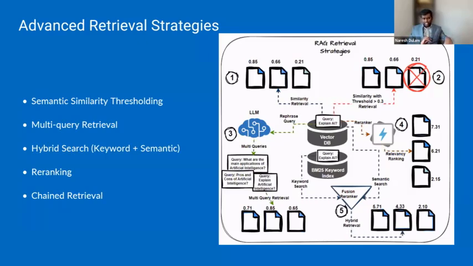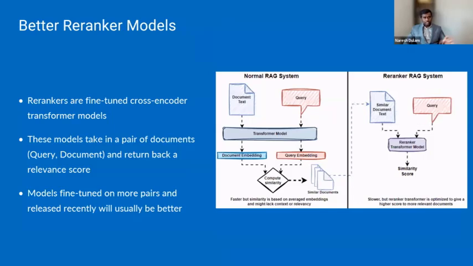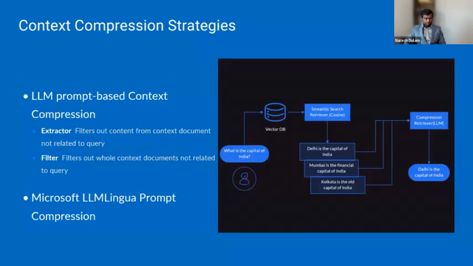And the last one is chain retrieval, where you can combine all of the techniques that we discussed above, so that you can chain them and get better results for your RAG system. These are the re-ranker models. This is a flow where you can introduce a re-ranker. Once you get the documents from your vector store, you can send those documents and the query to the re-ranker, and it will return a score. Using that score, you can decide whether you want to consider the document or not in your final response generation.